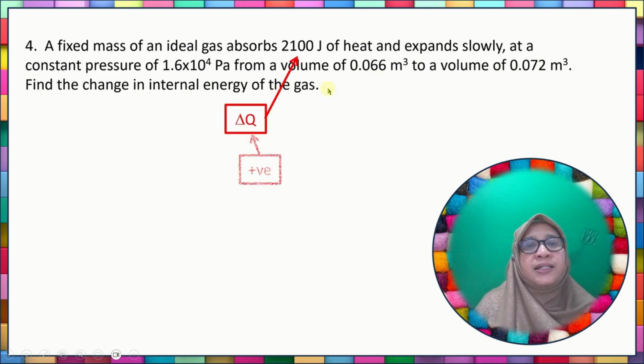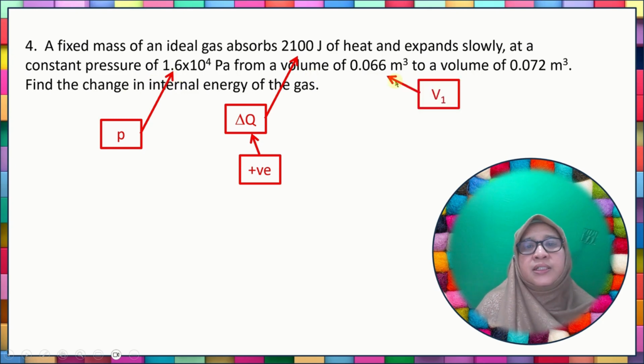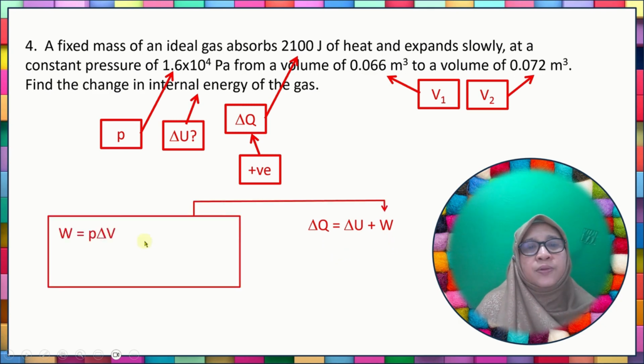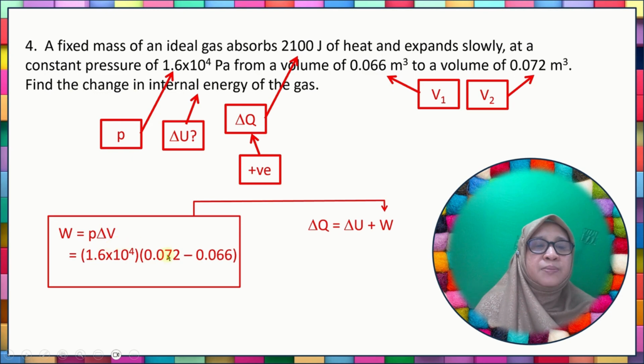So you are given delta Q, and it is positive because of the word absorb here. Expand slowly, so the work done is positive. We have constant pressure, initial volume, final volume, and we are going to find the change in internal energy. From the first law of thermodynamics, delta Q equals delta U plus work, and to find work, because of constant pressure, we use the formula pressure times change in volume.